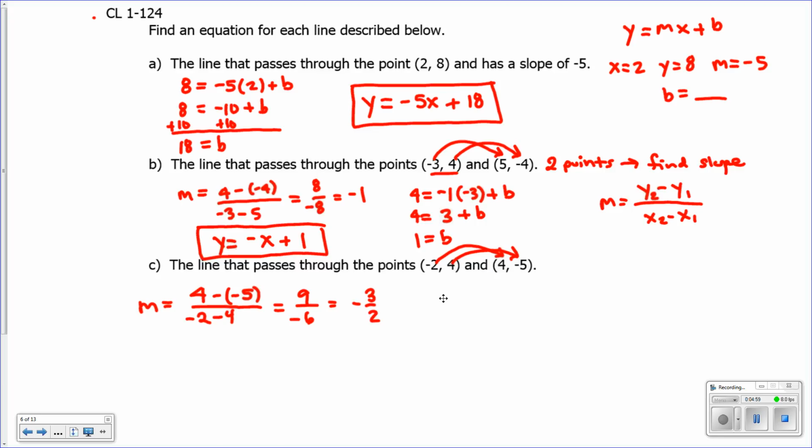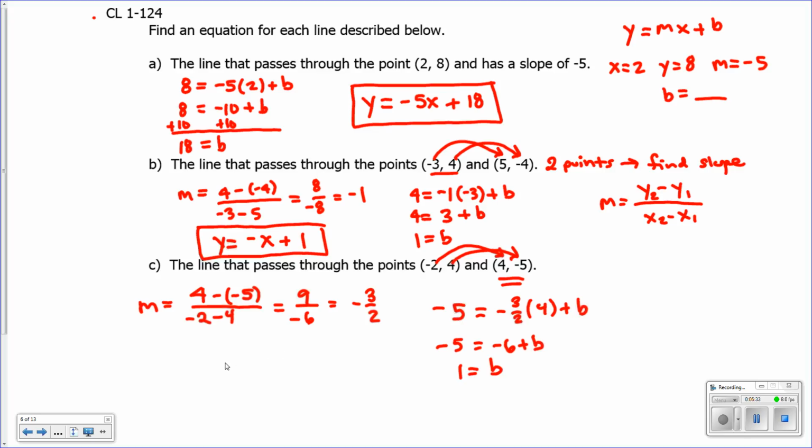Let's use one of these points to get the rest of it. Let's use this one this time. So -5 equals y equals m times x plus b. -3/2 times 4 is going to be -6, plus b equals -5. Add 6 to each side. We're going to get 1 equals b.